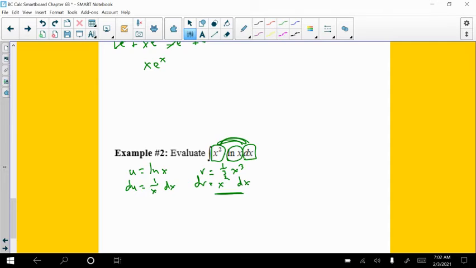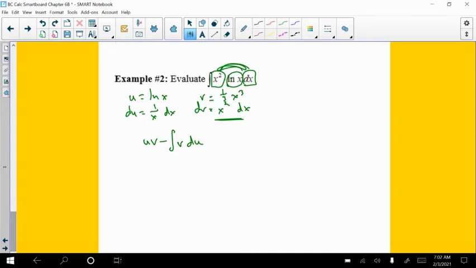So if we chose correctly, we should be able to solve uv minus the integral of v du. If I can do that correctly, then I chose the right pairings. So what was u? u was ln x, and what is v? 1/3 x cubed. Not a big fan of that order, so I might switch it. Minus the integral of v, 1/3 x cubed, du, 1/x dx. And because of the way this worked out, 1/x times x cubed, absolutely I can integrate that.